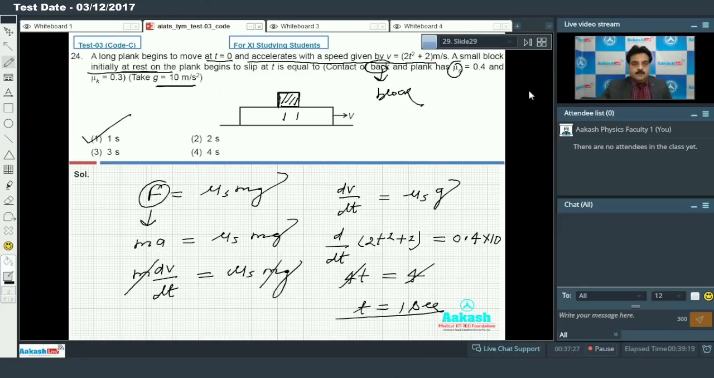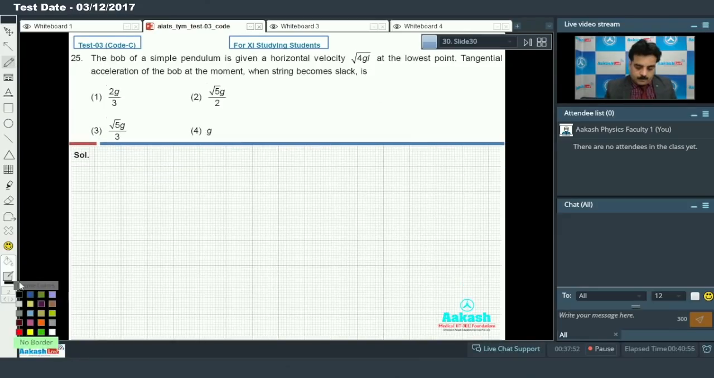Let's move on to question number 25. So now I am going to read question number 25. The bob of a simple pendulum is given a horizontal velocity root 4gl at the lowest point. Find the tangential acceleration of the bob at the moment when the string becomes slack. So this is a very good question. So we'll see the diagram first.